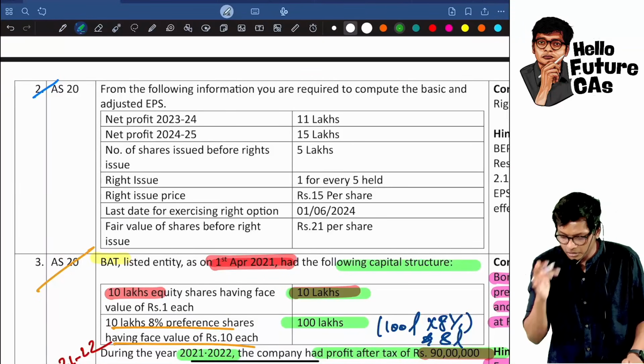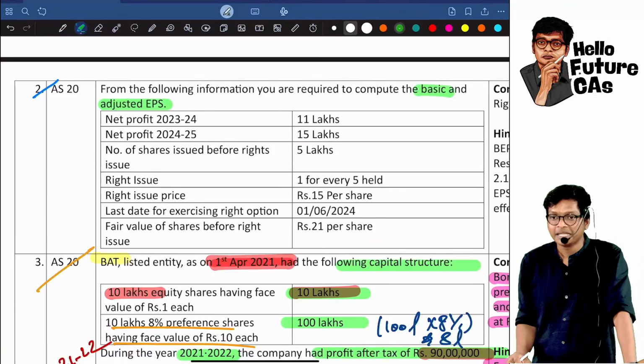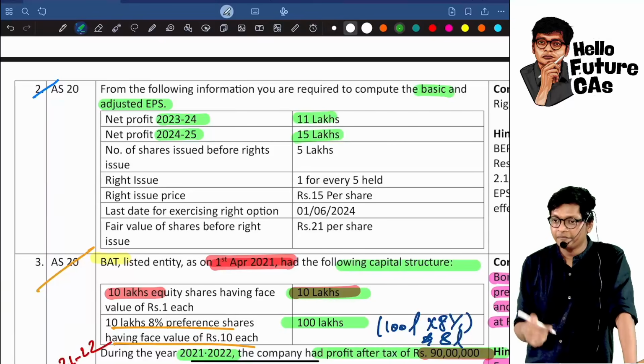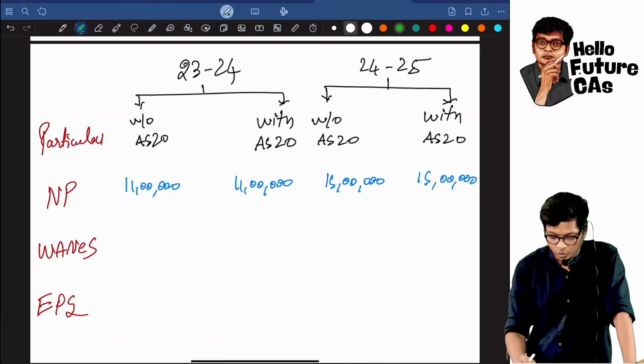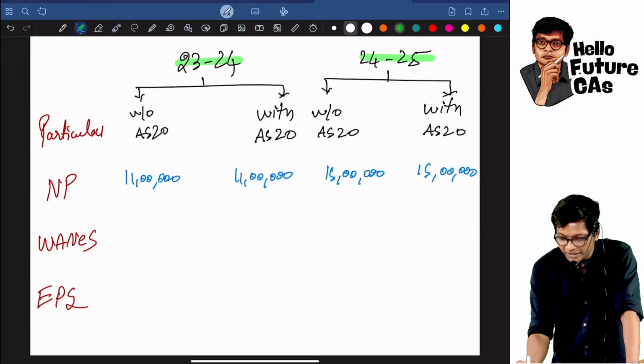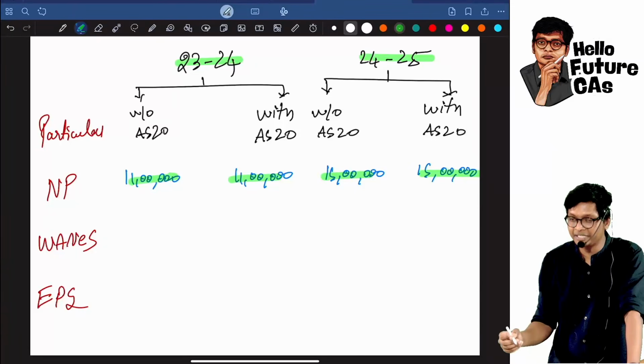They're asking you to compute basic and adjusted EPS, and they're saying net profit for 23 and 24 is 11 lakhs and 15 lakhs. I have written that in our notebook. Look at this: 23 and 24. I have written 11 lakhs, 11 lakhs, 15 lakhs, 15 lakhs.